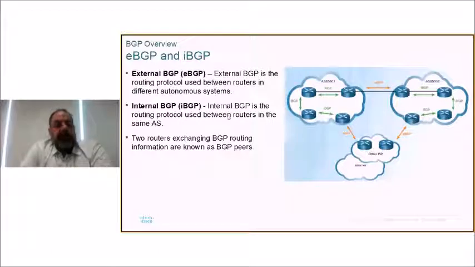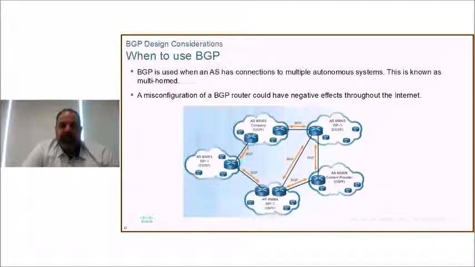So, as I said, there's eBGP or there's iBGP. And so, again, internal means, of course, it's within the AS. E means between ASs. Two routers exchanging BGP routing information are known as BGP peers. You actually have to tell it who its peers are going to be as well. It doesn't just form a peer relationship with any old router. So BGP is used when an AS has connections to multiple autonomous systems. This is known as multi-homed. A misconfiguration of a BGP router could have negative effects throughout the internet.